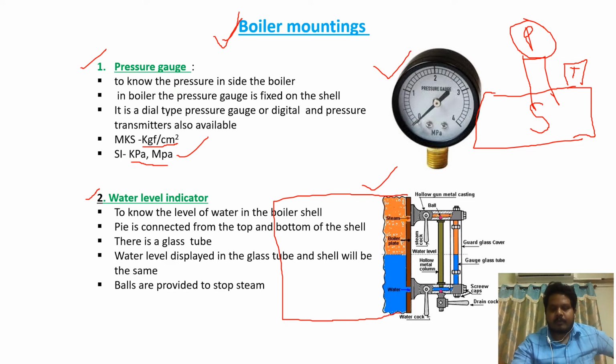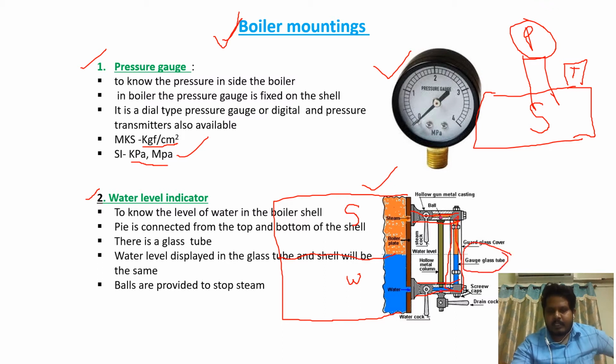As we know, the shell is partially filled with water and the remaining portion is steam. So the bottom of the shell is water, and the remaining portion is steam. Now this shell is connected to two pipes at the top and bottom, through which steam and water will flow, and these pipes are connected to a glass tube, as you can see here.